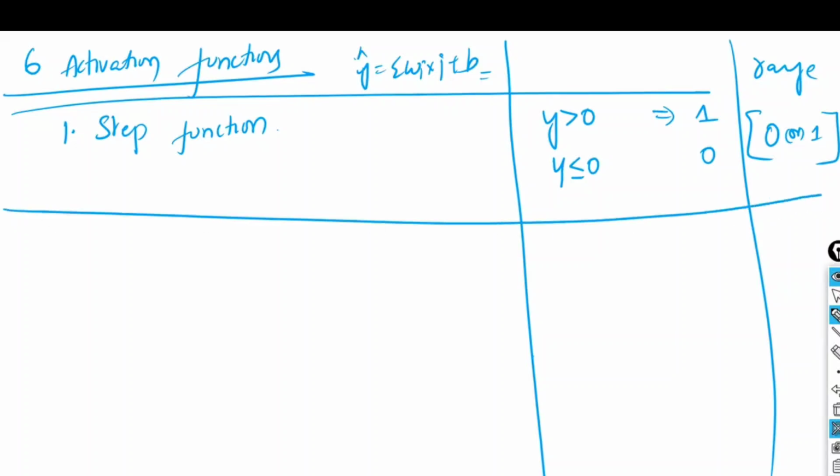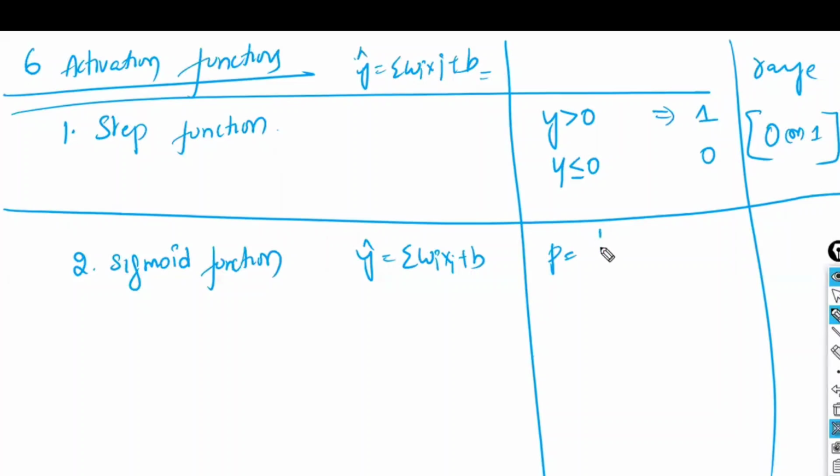The next type of activation function, the second type, is called the sigmoid function, which we have discussed earlier. First, it is going to calculate the same y as in step one. It is not going to change that part. After calculating y, it substitutes this value in the sigmoid equation, that is 1 divided by 1 plus e to the power of minus y. Whatever output it gets, it will send outside.